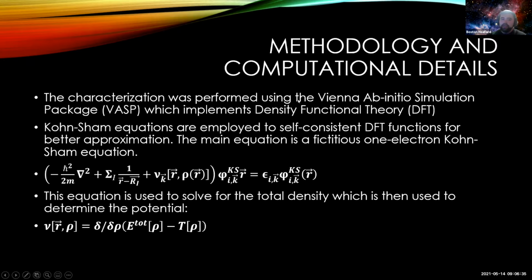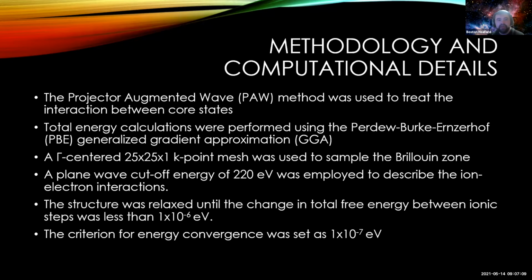The characterization was performed using VASP, the Vienna ab initio simulation package, using density functional theory. And density functional theory essentially is solving the Kohn-Sham equations, which is that first equation that I have listed there, to determine the total charge density, which is then used to determine the potential. I skipped a few steps between those because of time and slide space, but I have the equations at the end if anyone's interested in seeing the whole walkthrough.